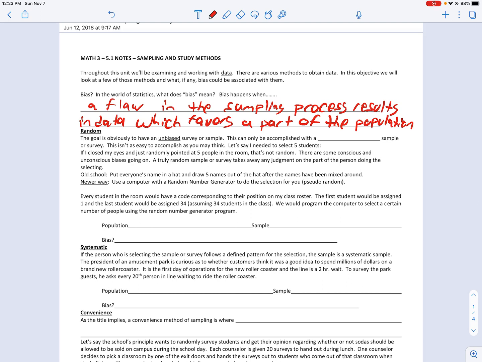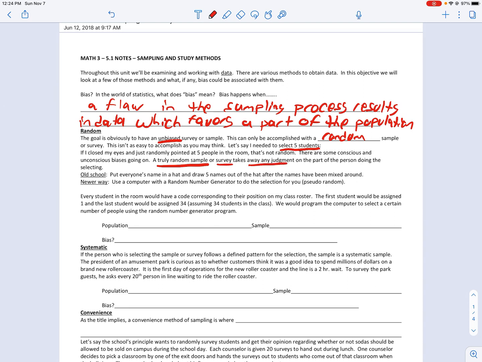The goal is obviously to have an unbiased survey or sample. This can only be accomplished with a random sample or survey. This is not easy to make happen. For example, let's say I needed to select 5 students. If I close my eyes and just randomly pointed at 5 people in the room, that's not random. Something in my subconscious is telling me to pick those people. So there's some type of bias. A truly random sample or survey takes away any judgment.